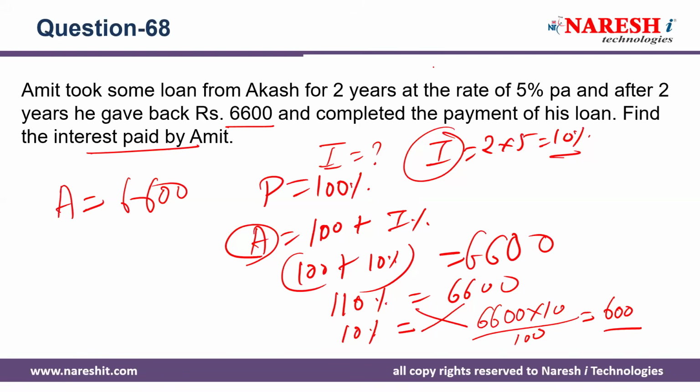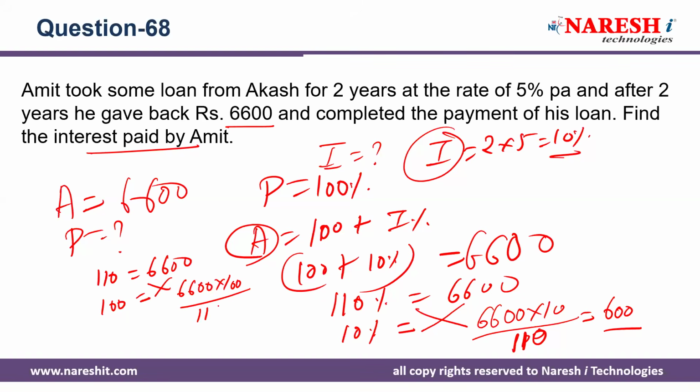It's divided by 110. Sorry. If 110% is 6,600, what will be the 10% value? Just do cross multiplication: 6,600 into 10 upon 110. If in the same question they ask for the principal value, then 110 equals 6,600, so what will be the 100 value? Cross multiply: 6,600 into 100 by 110, which is 6,000.